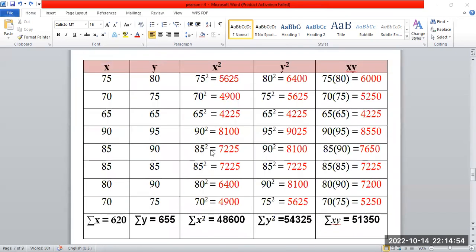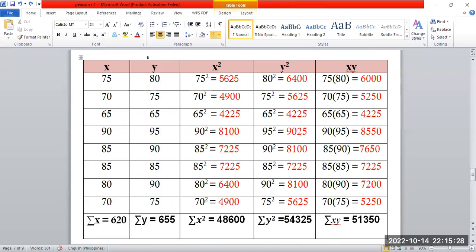Ito siya. Okay, so this is the x or the x values. And then these are the y values. So what you're gonna do to get the summation of x is to add all the x values, which is 75, 70, 65, 90, 85, plus 85, plus 80, plus 70. And that is equal to 620. So that is the summation of x.